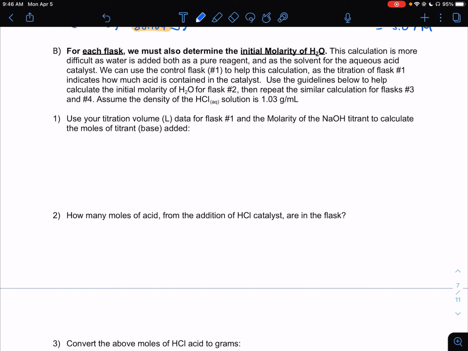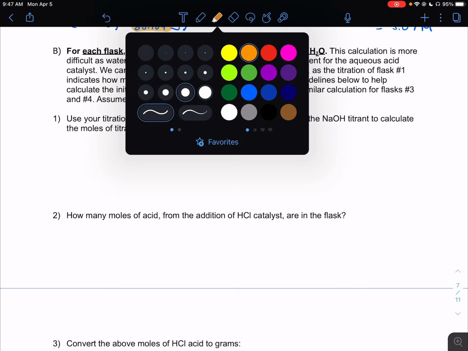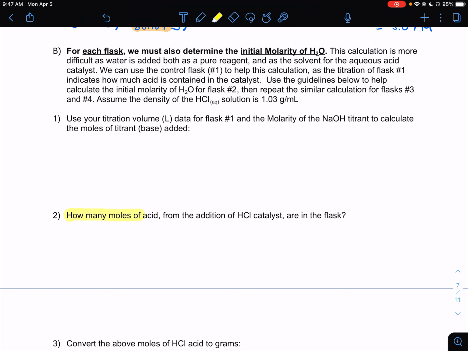When we go through this, the first thing we need to do is use the titration volume for Flask 1 and the molarity of the sodium hydroxide to calculate the moles of titrant base added. And really what we're doing in these first two steps is trying to find how many moles of acid are in 5 milliliters of 3 molar HCl. And whatever's not acid is going to be water.